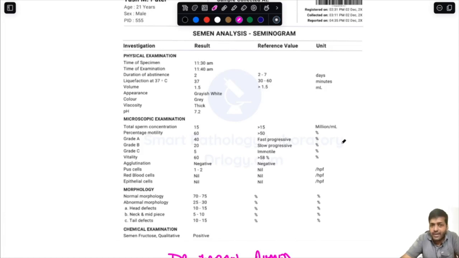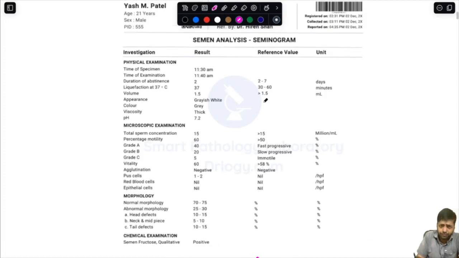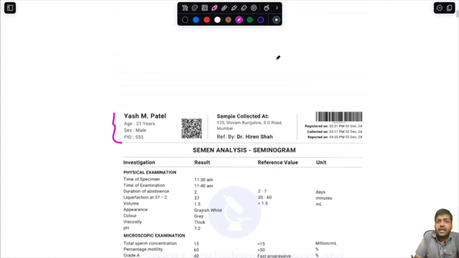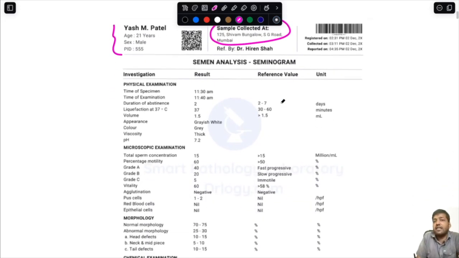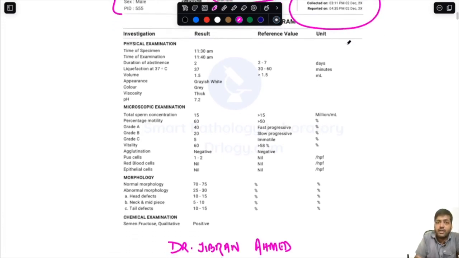Okay, so how it is written. This is the sample report, as you can appreciate over here. All the patient details have to be given over here. Then where the sample was collected, whether it was a home collection or in the laboratory, which date it was collected, and which date it was reported, all the details have to be given over here.